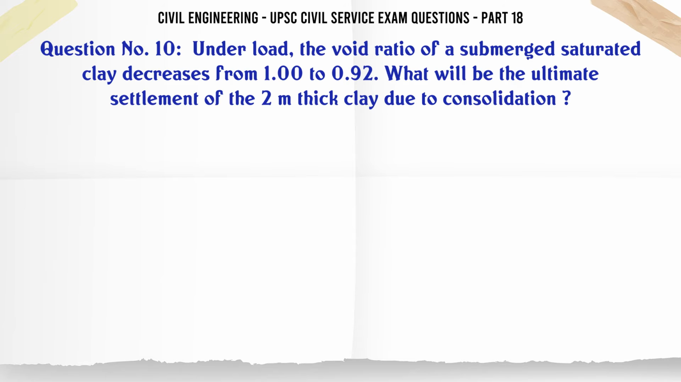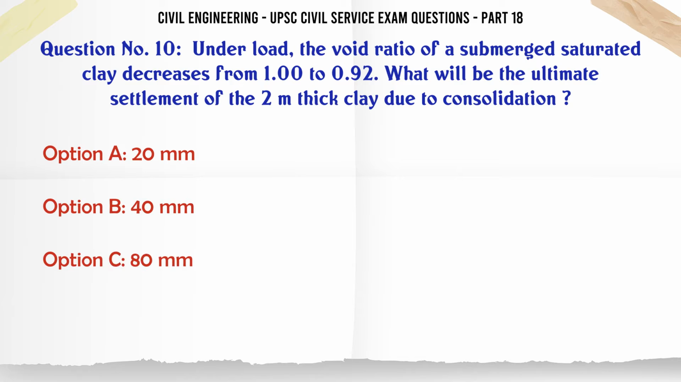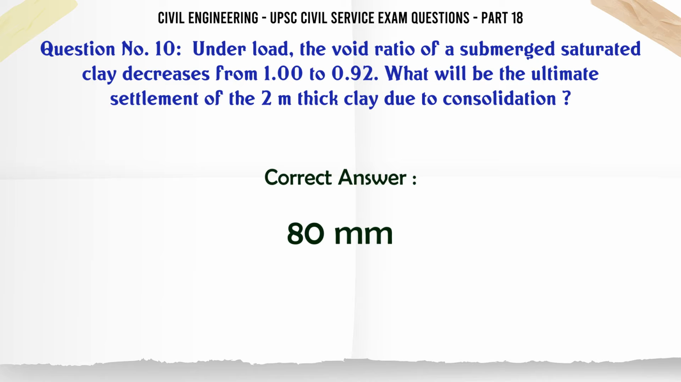Under load, the void ratio of a submerged saturated clay decreases from 1.00 to 0.92. What will be the ultimate settlement of the 2 m thick clay due to consolidation? A. 20 mm, B. 40 mm, C. 80 mm, D. 160 mm. The correct answer is 80 mm.